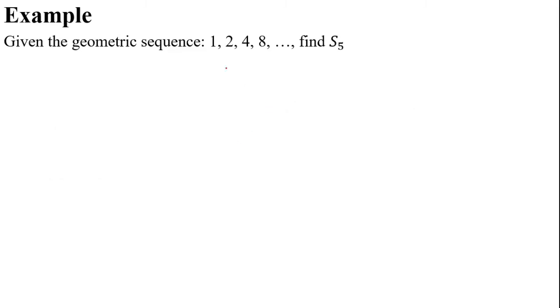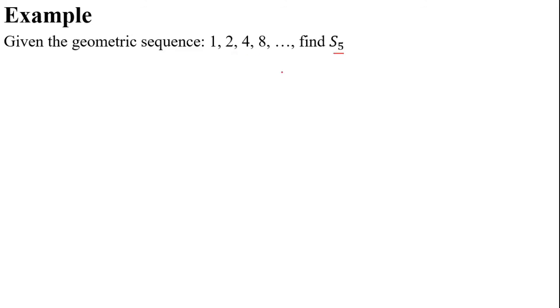So let's do an example for this type of sequence. Here it is: 1, 2, 4, 8. First, let's check whether this sequence is geometric or not. If you divide the second term by the first term, you obtain 2. And if you divide the third term by the second term, you also obtain 2. So we can say that this sequence is geometric. So we can find the sum of the first 5 terms.